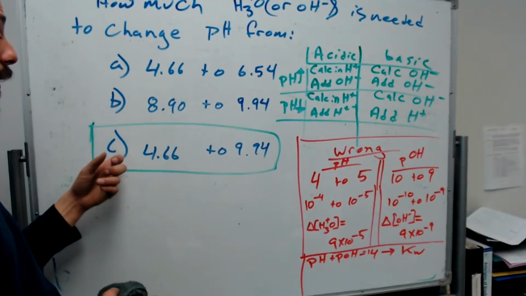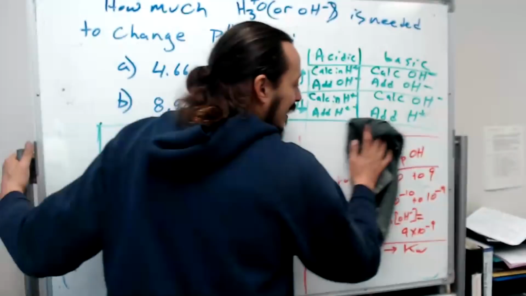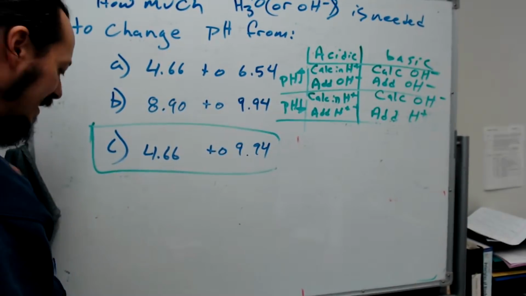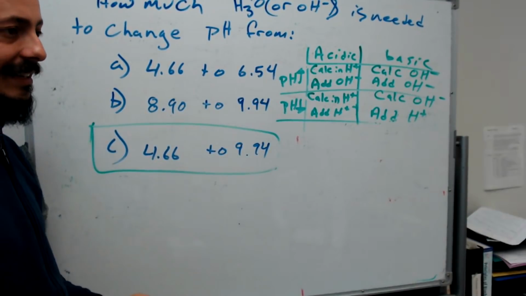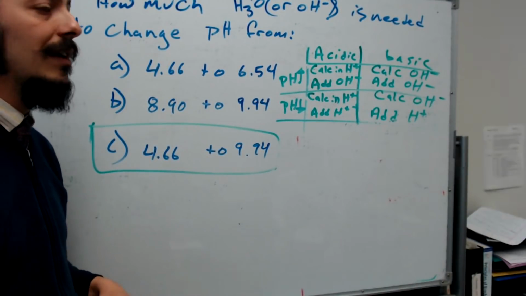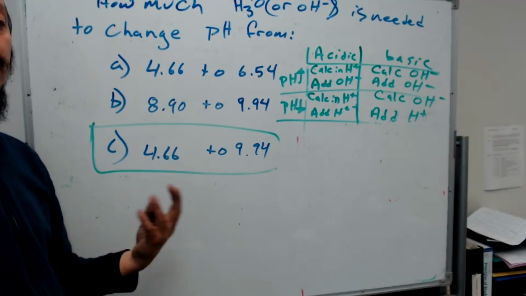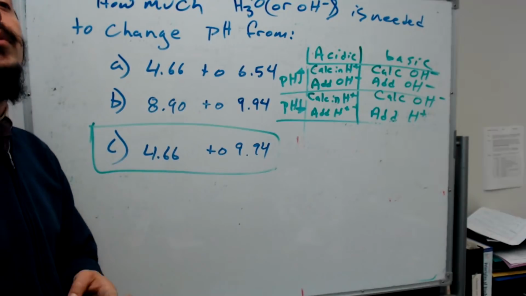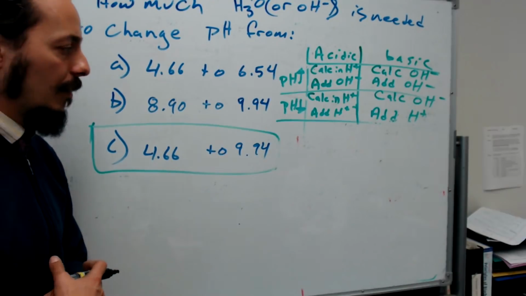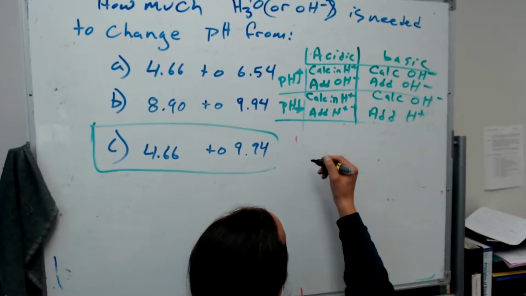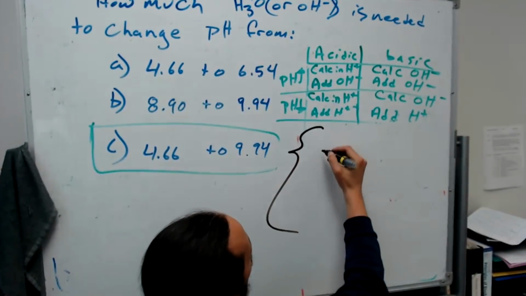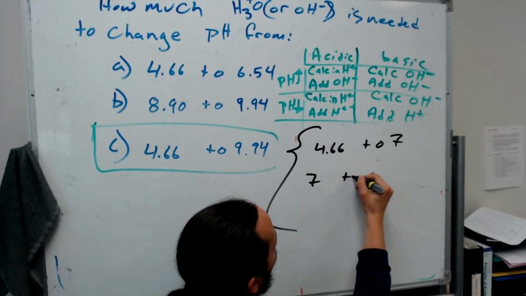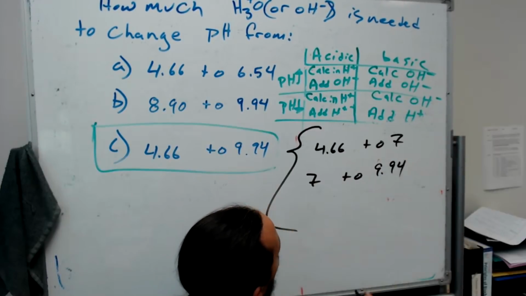So let's go ahead and very quickly do part C before we run out of time, because that's the type of problem that's going to be on the midterm. When we switch from acidic conditions to basic conditions, we actually have to do this in 2 steps. Again, this is all a trick just so we can neglect the equilibrium of water. We're switching from a situation where the contribution from water doesn't matter to another situation where the contribution from water doesn't matter. So we're actually going to split this into 2 steps. We're going to do 4.66 to 7, and then we're going to do 7 to 9.94.